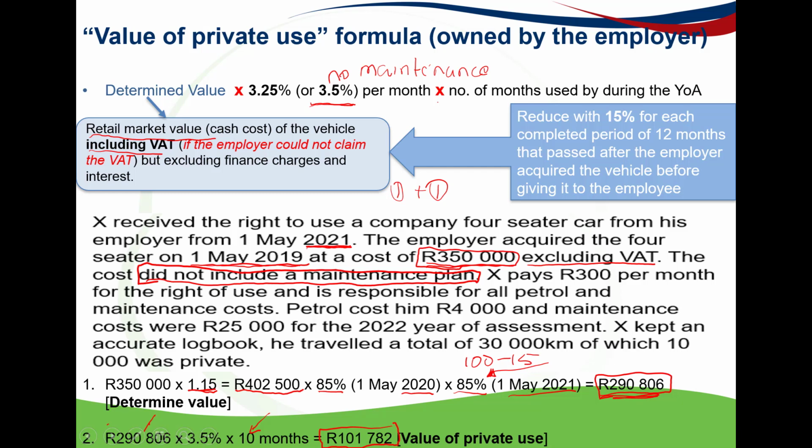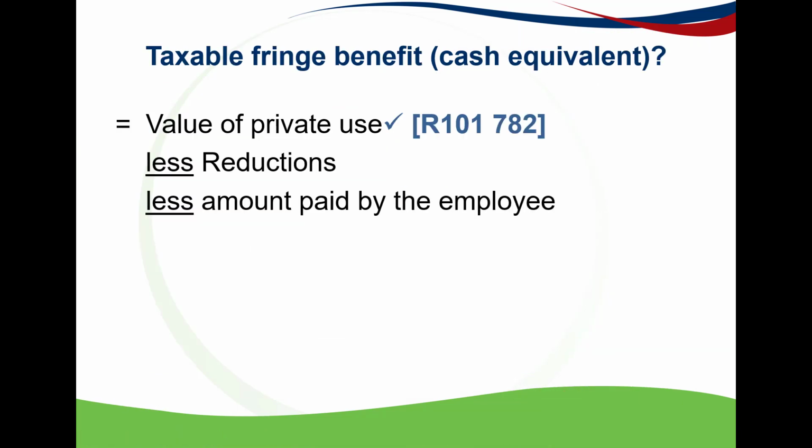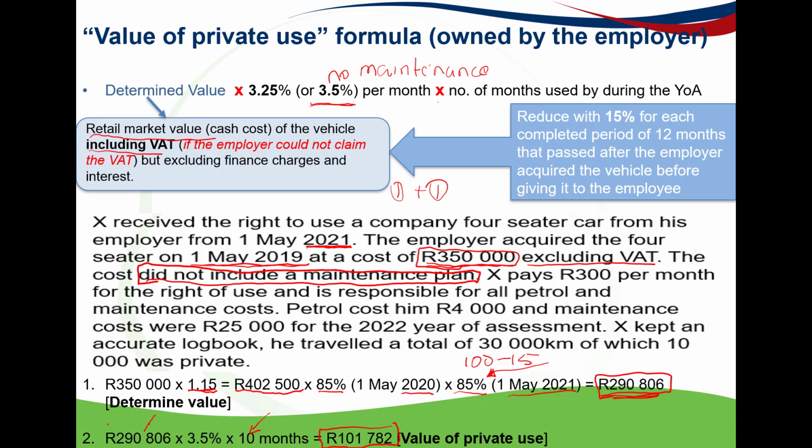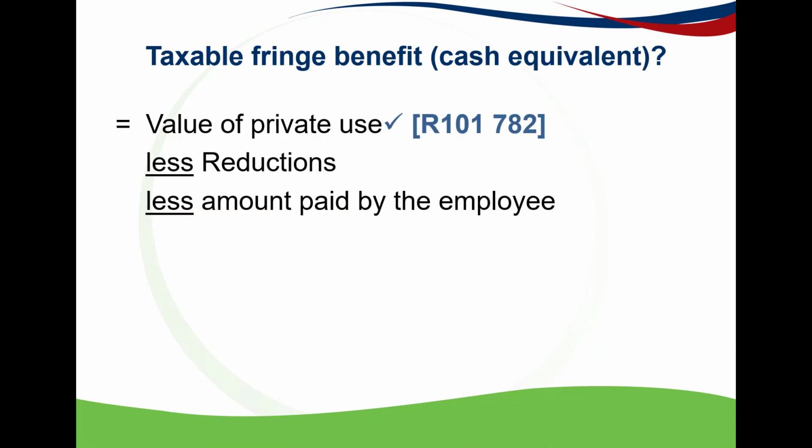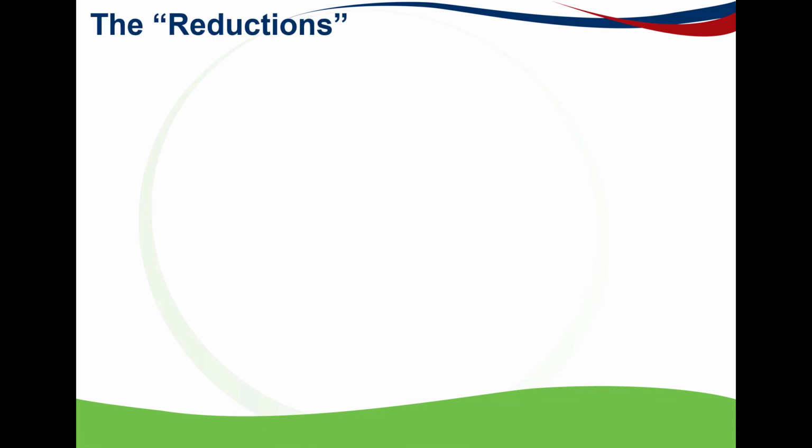Right. And then the next step would be to calculate or to determine what our reductions are, since we have been able to determine the value of private use. So that 101,782 is what we got on the previous slide over there, right? So now we need to look at the reductions and how we apply that to the scenario that is given to us. In terms of the reductions, we have 2 reductions relating to the right of use of a motor car, right?